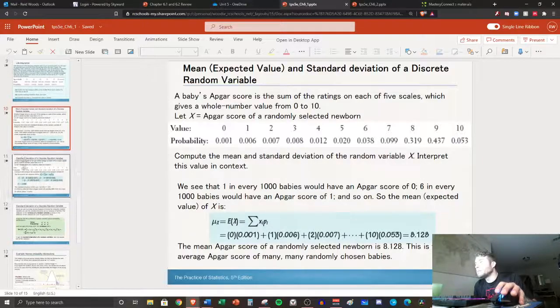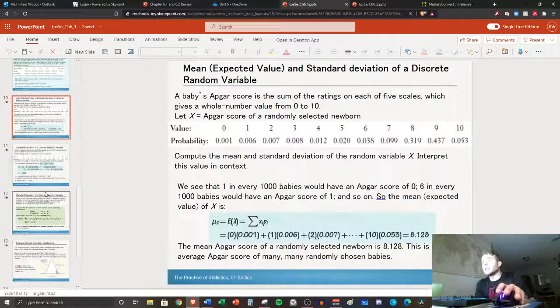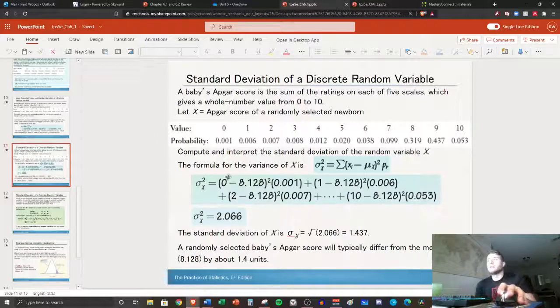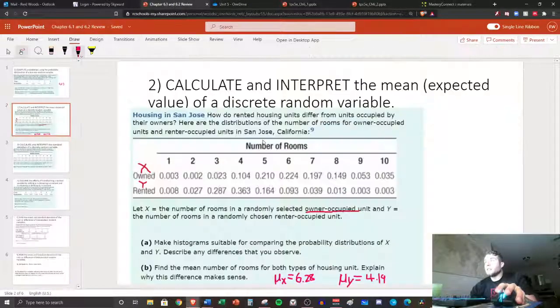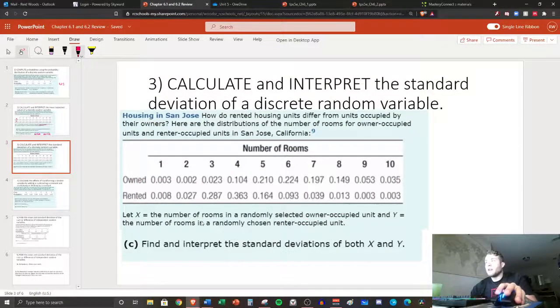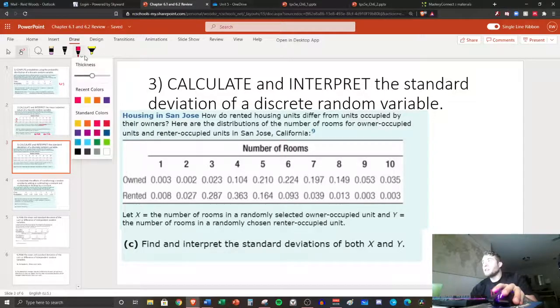I don't know what all examples we did initially, but I think we did this APGAR score to find its mean and standard deviation. So we did do some practice problems there. We have not found standard deviation yet, so let's do that. That's going to be this third part here. So find and interpret the standard deviations.